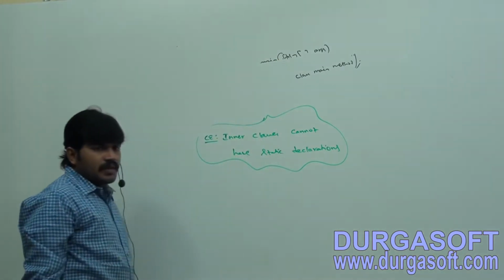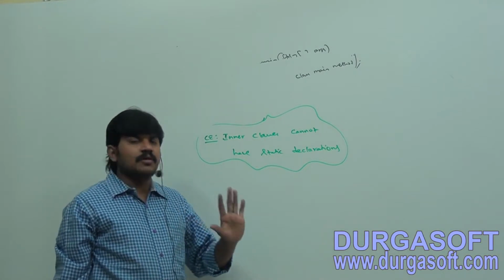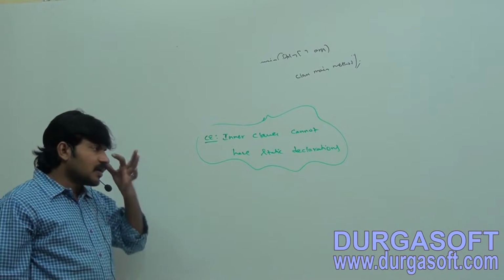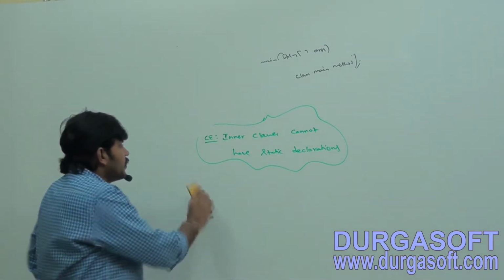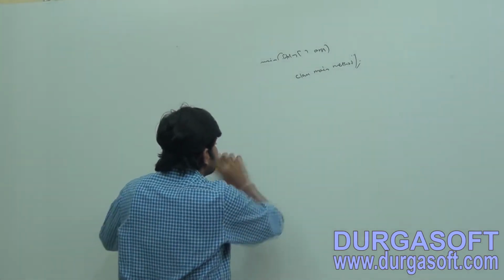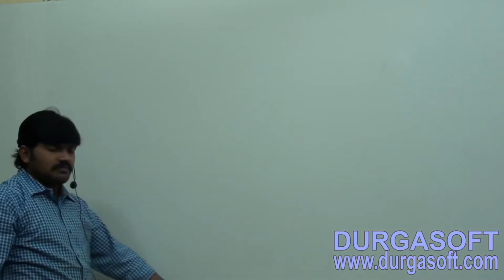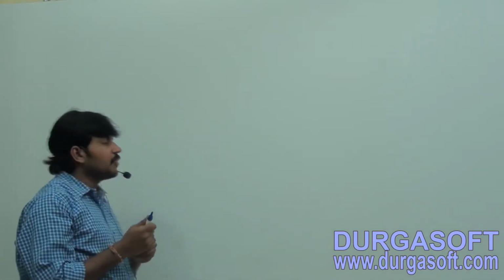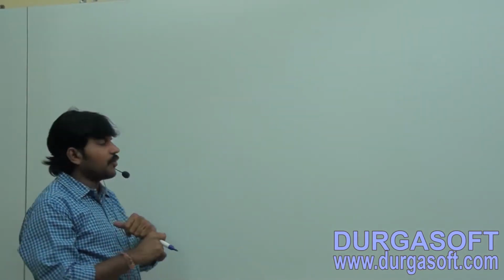I hope you are able to understand. The next example is very important. The compiler says clearly: inner classes cannot have static declarations. Are you getting the point, right? Now listen at this point well. What is the next important point? Make sure you people are aware clearly.